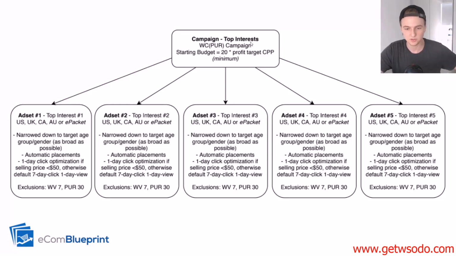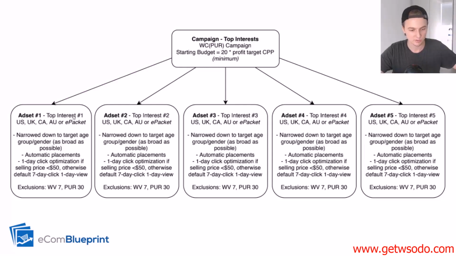So, campaign top interest. This is website conversions, purchase. The starting budget is 20 times your profit target cost per purchase, minimum. So if you have a $20 target cost per purchase, the starting budget would be $400 minimum. Now, let's say that you have 5 top interests. So let's say you had 5 consistently profitable ad sets with more than 10 sales each, and these are the ones that you used for your top interest scaling. You select all 5 and duplicate them into this new top interest campaign right here.